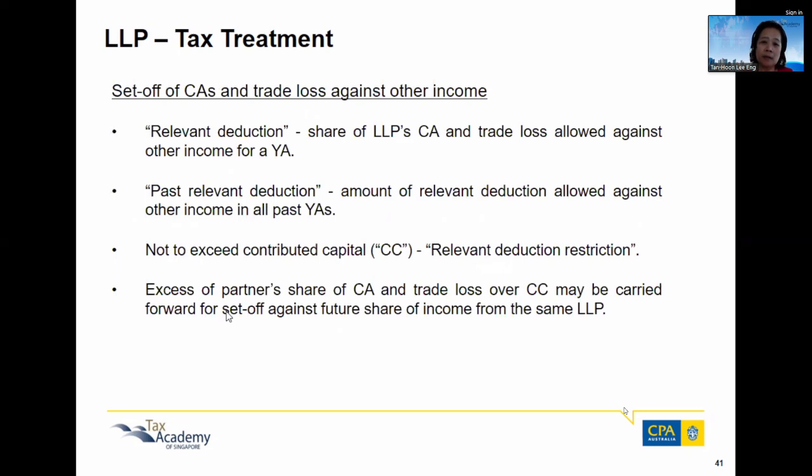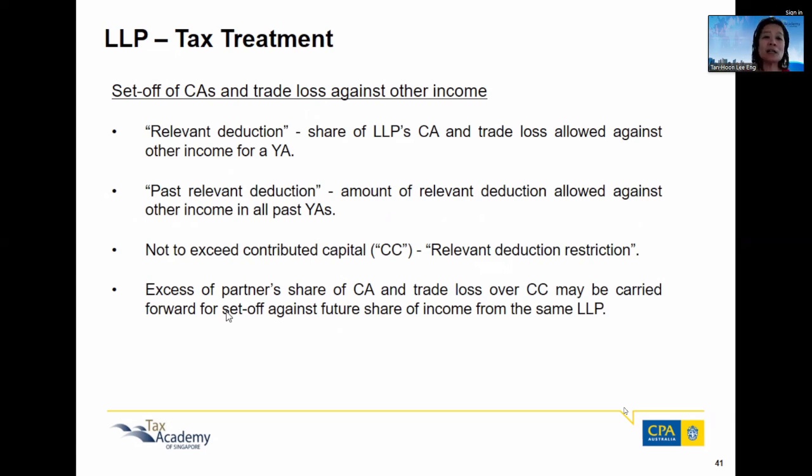Okay, when we talk about set off of CA and trade loss against other income, when we say other income, it means other than the LLP business income. Other income can be rental income, or the partner's own employment income. So when we talk about offsetting other income, there are certain terms we need to take a look at. At this moment, you just take note, there's such a term. Later on in the example, I suppose you will understand it better.